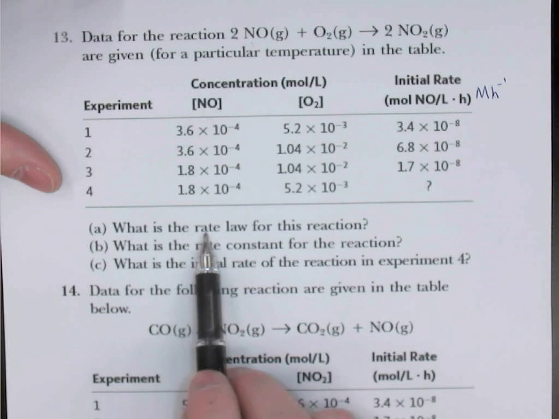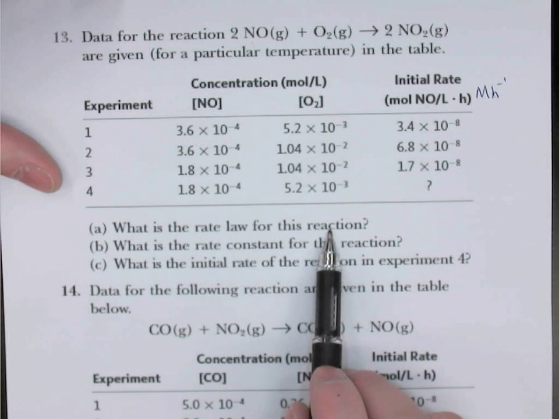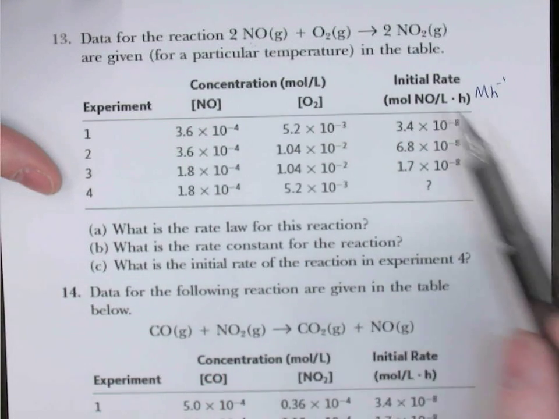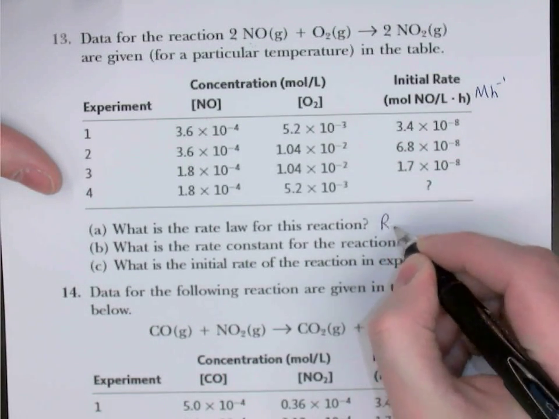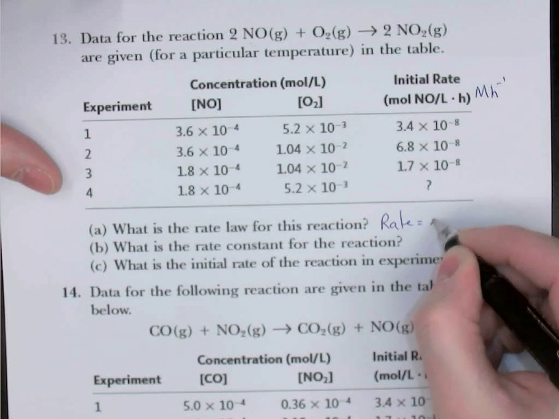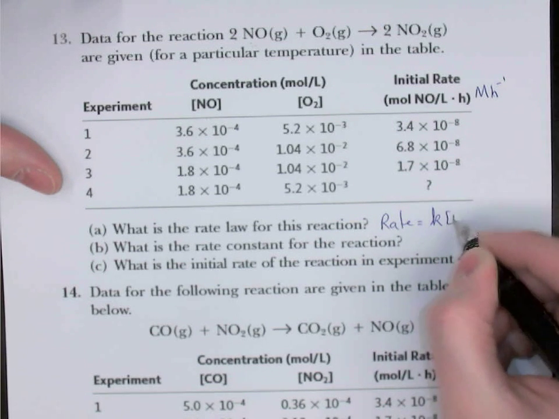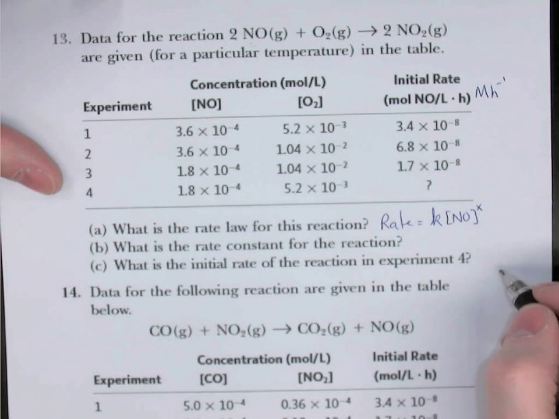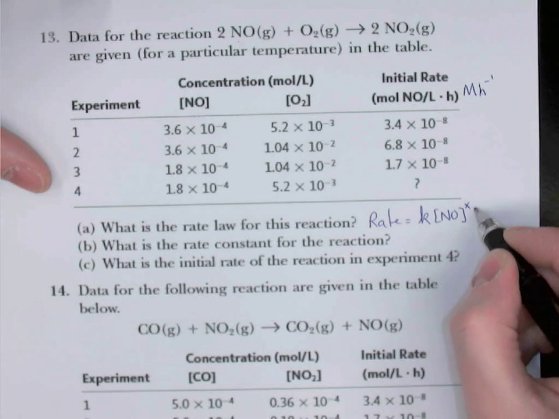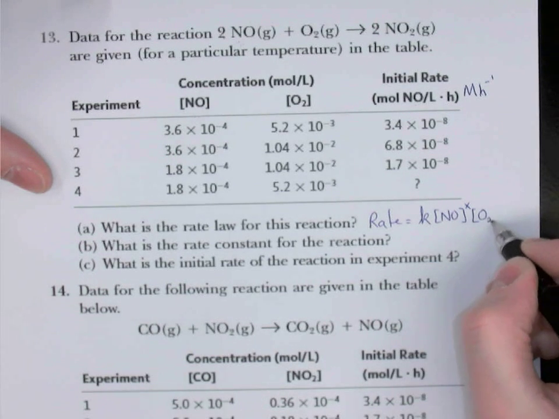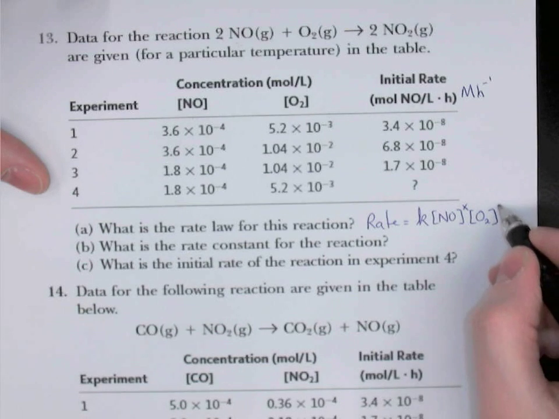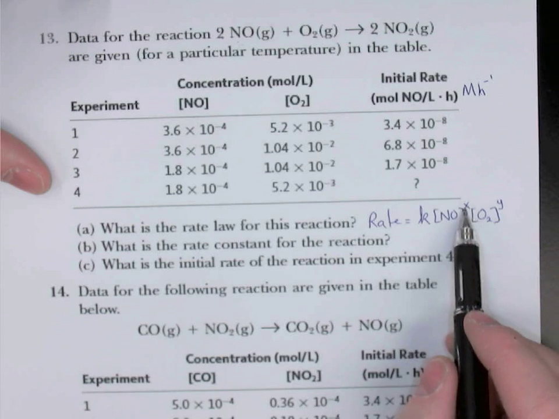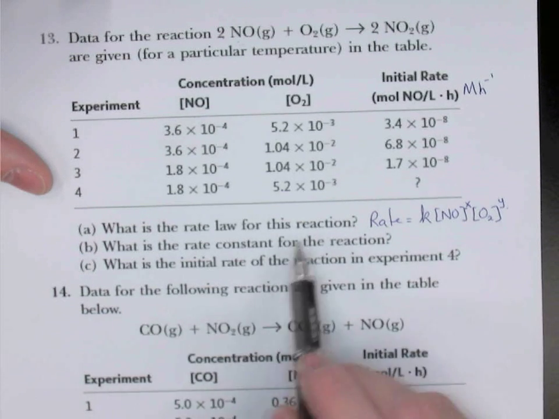We need to determine the rate law for the reaction. When you have a reaction with reactants NO and O2 like this, the rate law will look like rate equals a rate constant times the concentration of the first reactant to some power x, which we call the order for NO in this case, times the concentration of the other reactant raised to a different order. The order this time is y. So we're going to need to find x and y, and then we'll have the rate law.